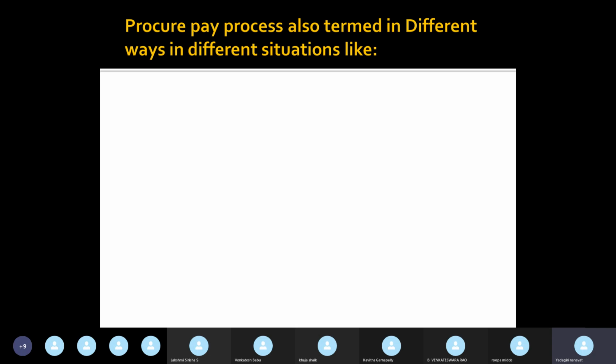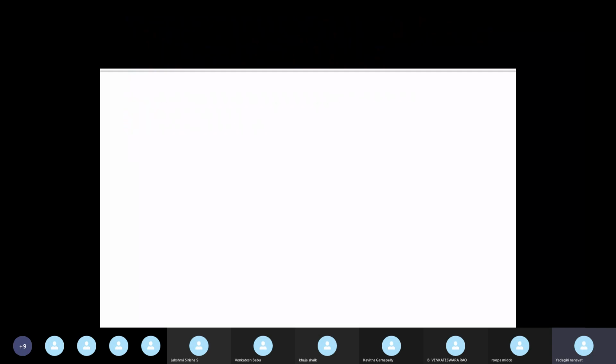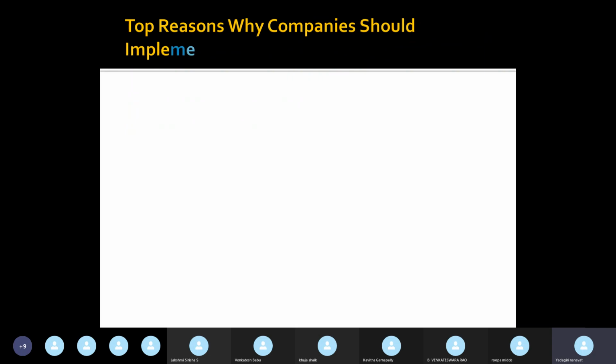The procure to pay process is also termed in different ways in different situations, like source to settlement, source to pay, and purchase to pay. These are the three terms you can use in different ways, depending upon the business conditions.